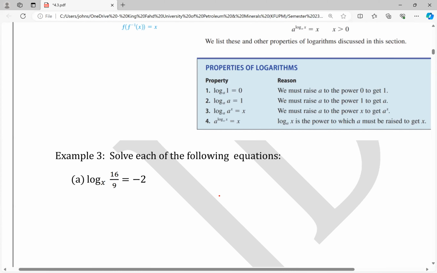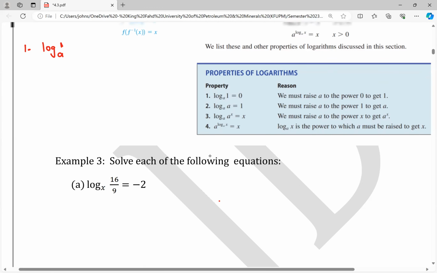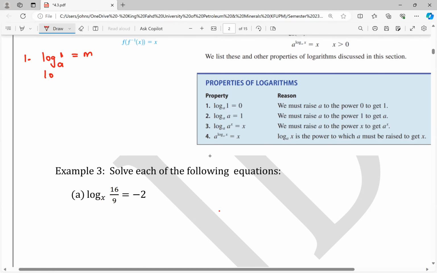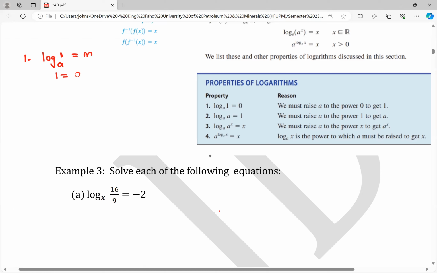So now let's start with the first law. What is the first one? The first one says that log to base a of 1. Now, why is it 0? Let's assume you don't know why it is 0. What should you do? You can say it's equal to, let's say, m. And what does that mean? It means that if you change this to exponential form, it means that 1 is equal to a to power m.